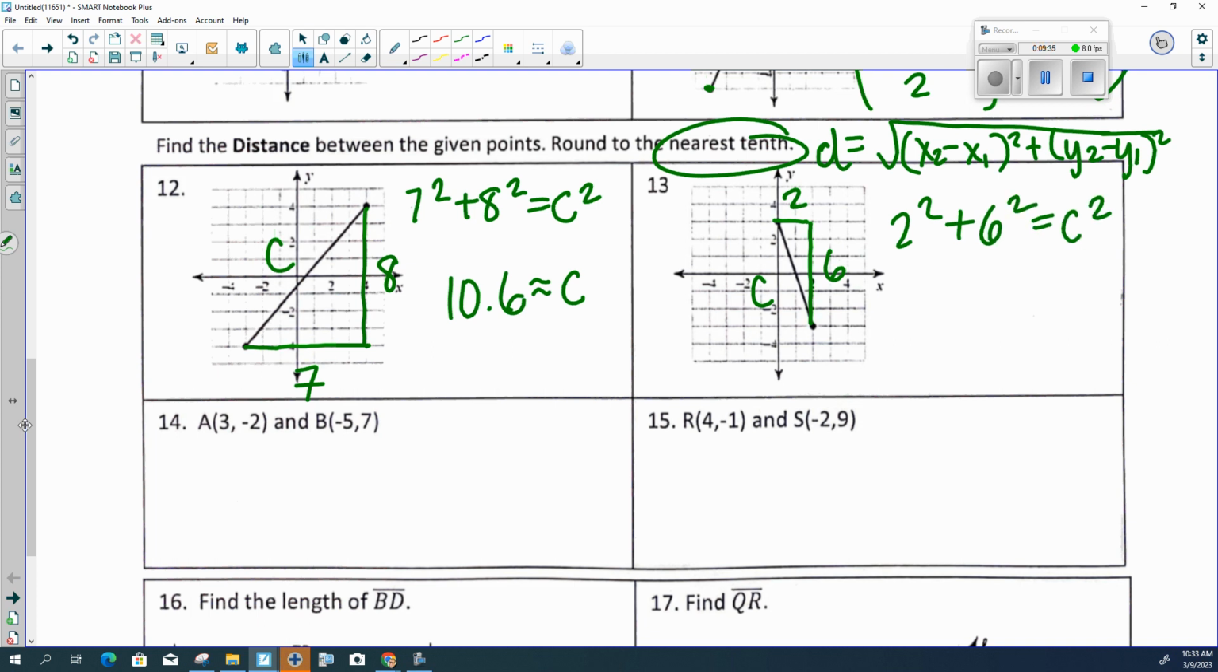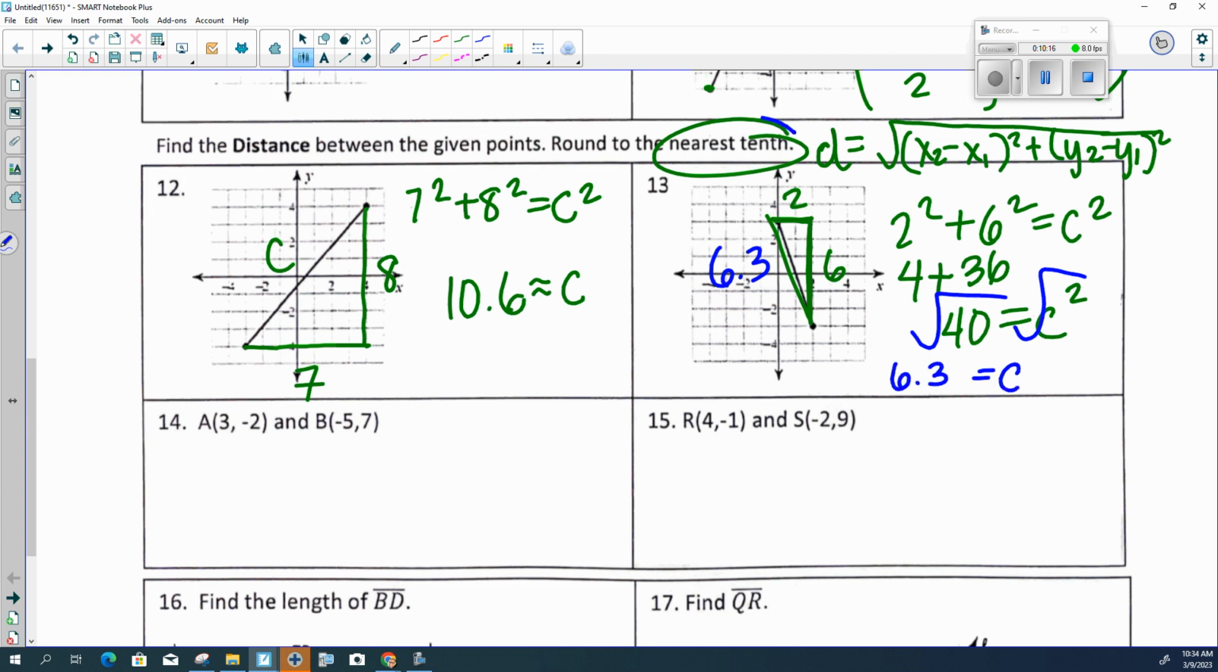Some students, I noticed, when they got going too fast on this, they did that. Does it even make sense that this would be 2 and 6 and 40? Are you kidding me? It looks pretty close to 6. It should be about the same answer as 6. So if you notice you have this ginormous number that does not make sense with the legs of your right triangle, come back and see what happened. Maybe you dropped the square, because the square root of 40 is not the same thing as 40. It's going to be 6.3. So c equals 6.3. Again, I'm rounding to the nearest tenth.